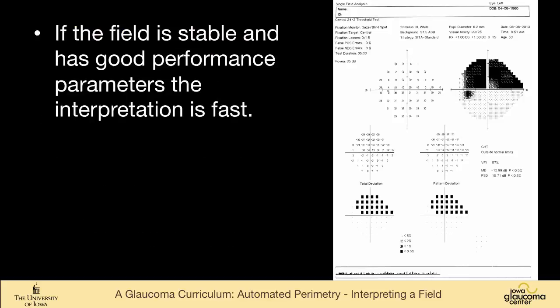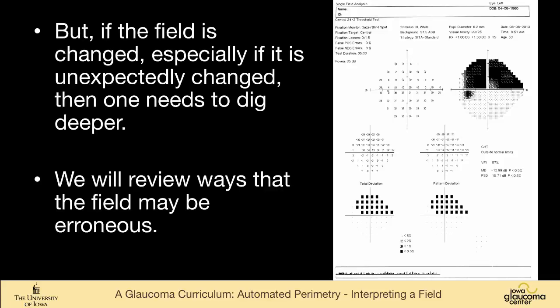If the field is stable, has good performance parameters, the interpretation is fast. You look at performance, you look at the mean deviation, pattern standard deviation, total and pattern deviation here, and if that's all stable, you're pretty much done looking at the field. But if the field is changed, especially if it's unexpectedly changed, then you really need to dig deeper. And what I'm going to do is just talk about a few of these things.